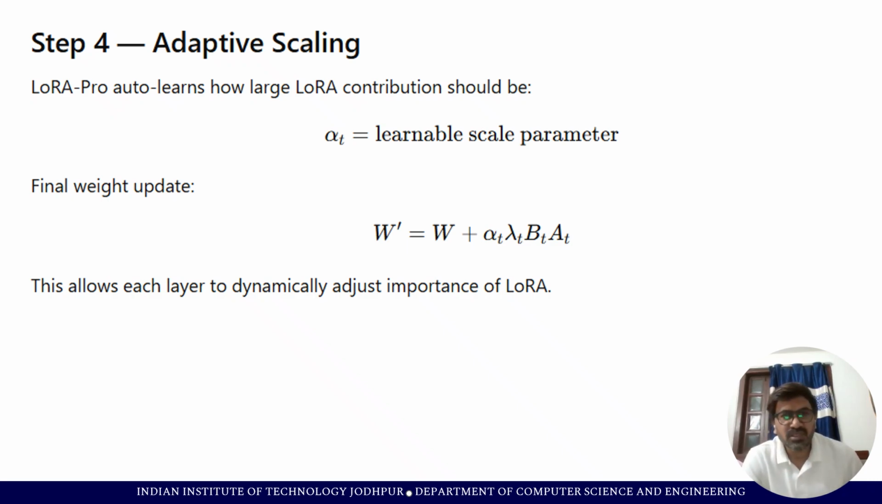Step four is adaptive scaling. This is another major improvement. Instead of using a single fixed scaling factor for all layers in the model, LoRA-Pro introduces alpha t, a learnable scale parameter for each LoRA layer. This alpha is optimized right alongside the model's weights. As you can see in the final weight update formula, this allows each layer to dynamically learn how much it should rely on the LoRA update. Some layers might learn a large alpha, while others might learn a small one, making the entire fine-tuning process more flexible.